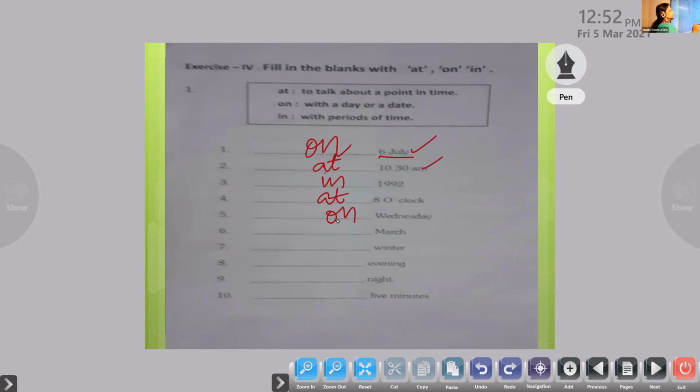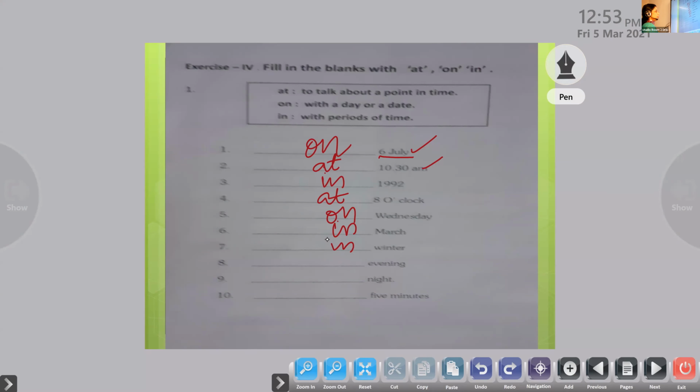It is a month. Joachim. Winter. In. Yes, it is winter, so it is in. Ashwin. Come on, Ashwin. Do the next one. Evening. So? At. No, it's wrong.